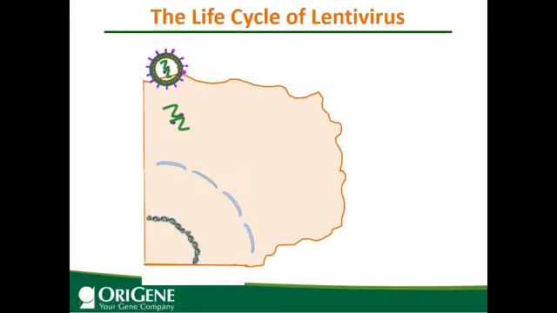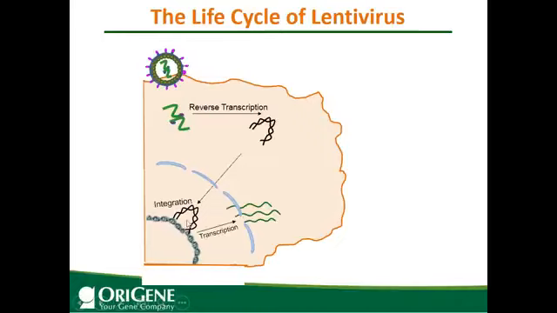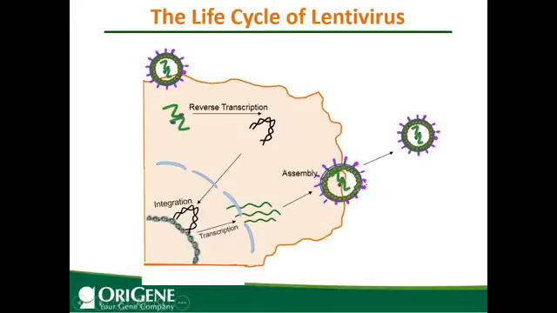This shows the life cycle of a lentivirus. That's the normal wild-type lentivirus, not the lentivectors. So upon entering into host cells, the RNA genome is reverse transcribed into double-stranded DNA and then integrated into the host genome. The viral genome is transcribed and assembled into viral particles.